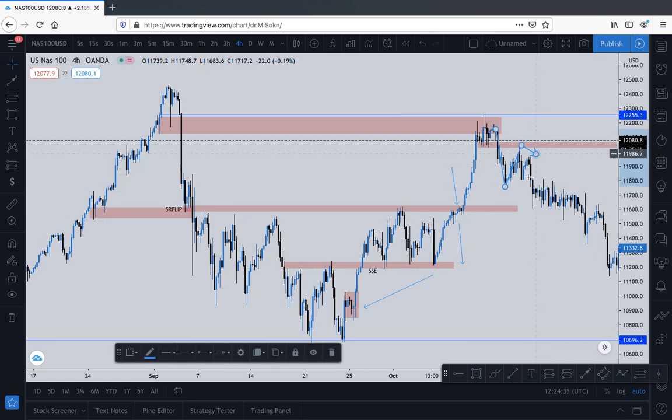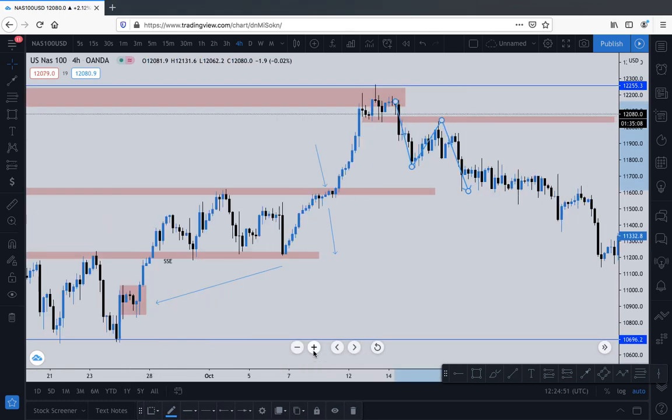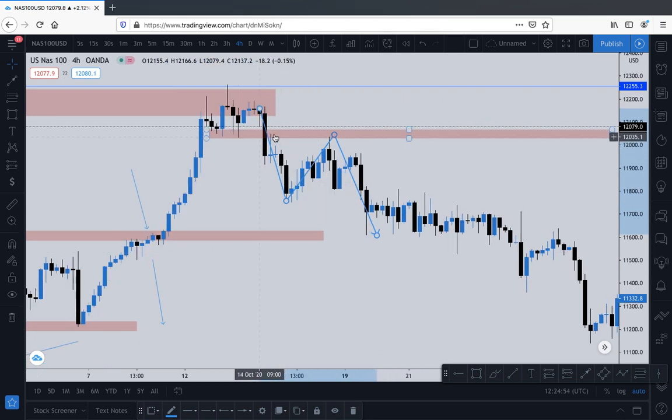Now market structure. Now we need to play with market structure. Try to understand, okay, what is happening. When they break the level, they return back to test the same zone again. So if we can check from this level here, let me zoom again. If we can check from this area, they print this level here.